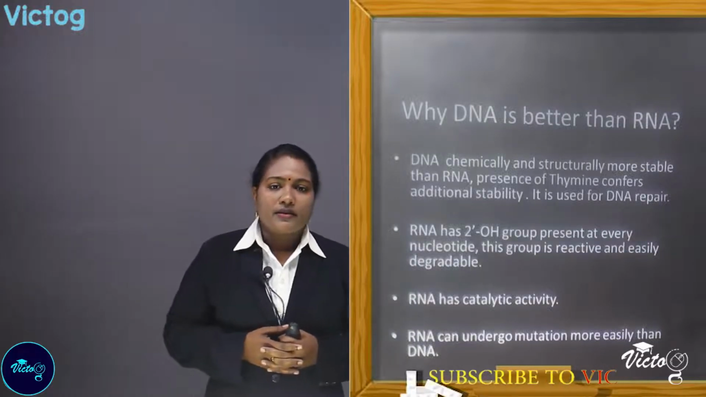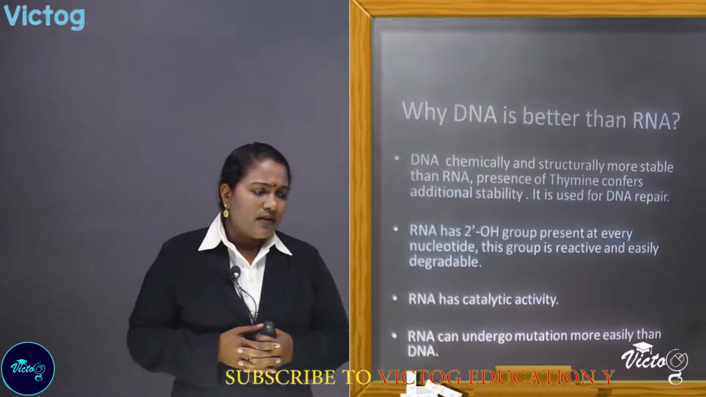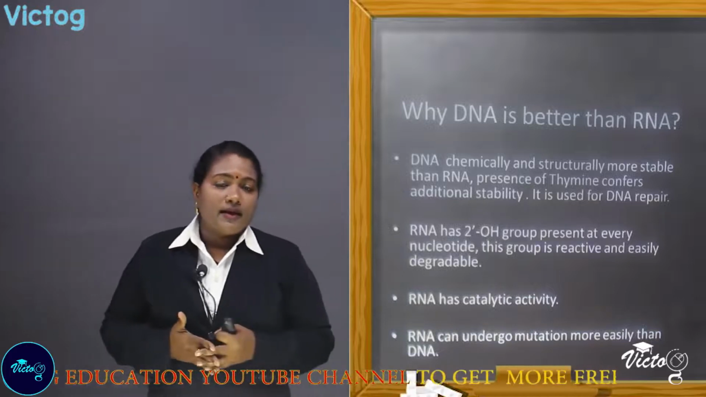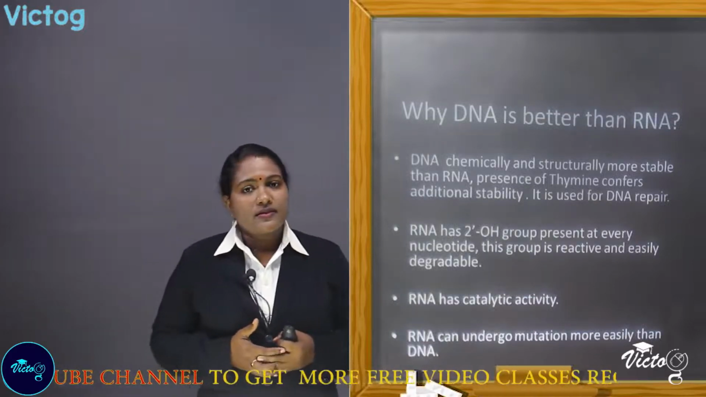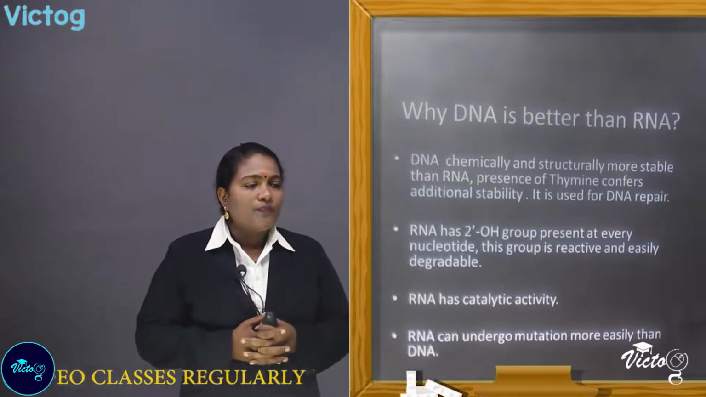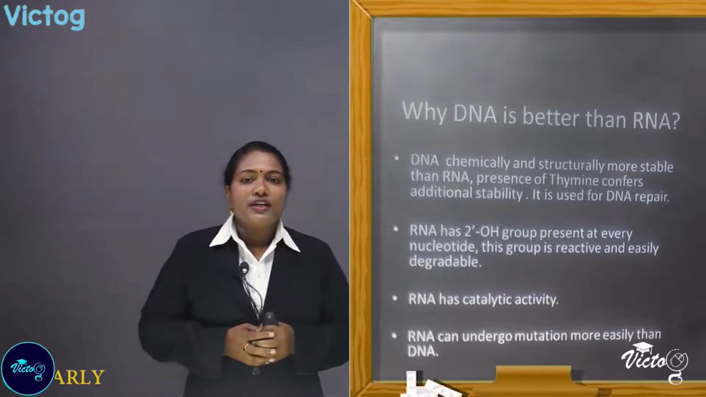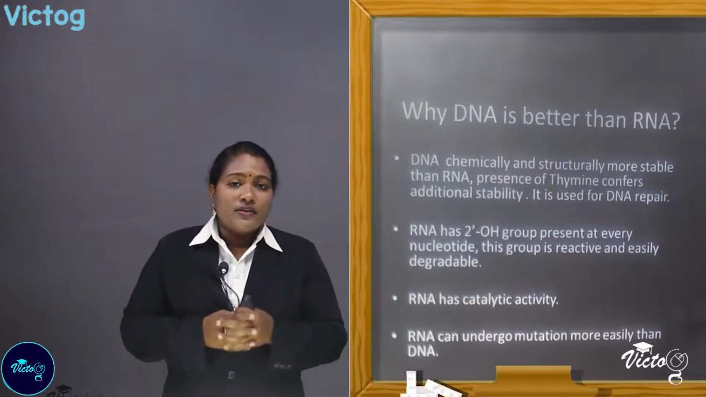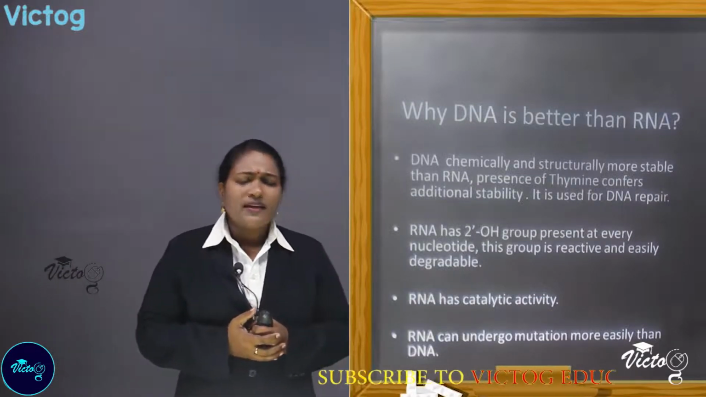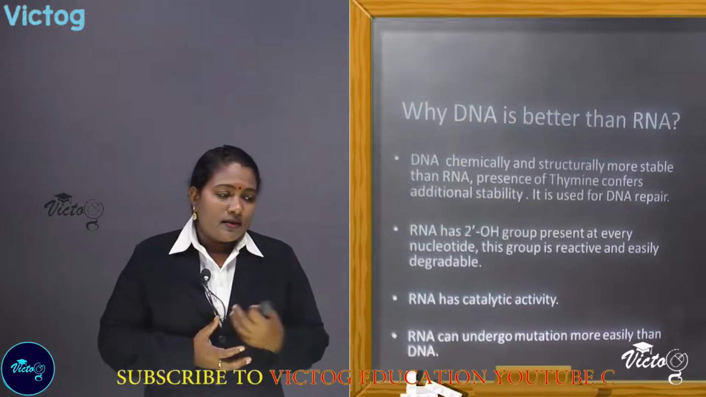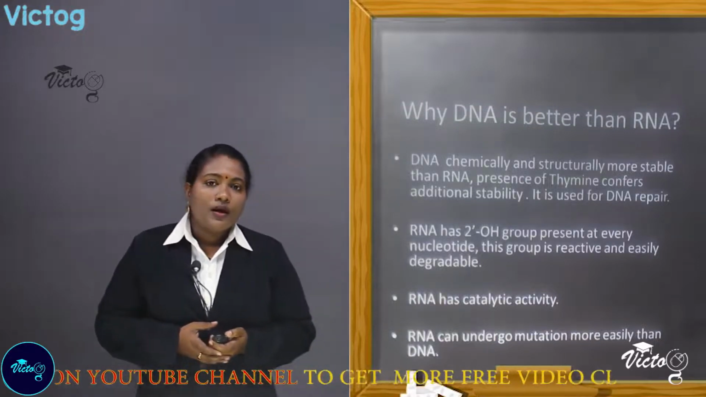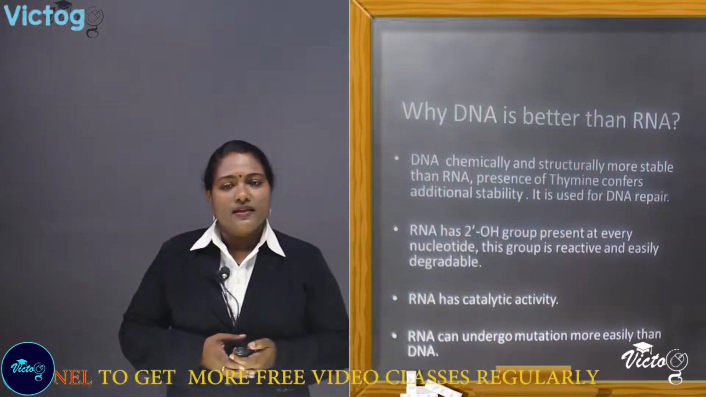RNA also has the property of catalytic activity, and RNA can undergo mutation more easily than the DNA. So in these cases, DNA is structurally and chemically more stable than RNA, due to the presence of thymine, and because at the 2' end of RNA there is an additional OH group. This gives more reactivity, and it is more degradable. RNA has catalytic activity, and RNA can undergo mutation at a faster rate than the DNA. So DNA is a more stable compound as a genetic material than the RNA.